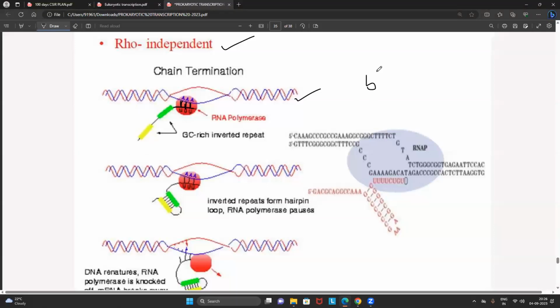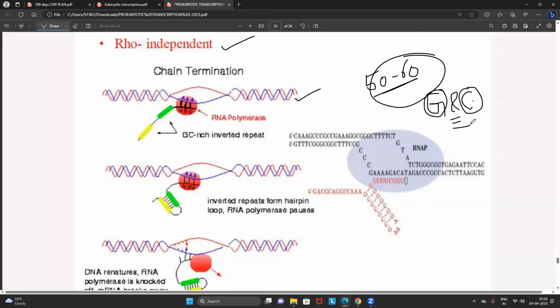All the students remember, the first 50 to 60 nucleotides of the mRNA, listen every one of you, contain more guanine and more cytosine. We all know very well, according to Watson and Crick, guanine always pairs with cytosine with 3 hydrogen bonds. Now all the students look into the picture here. Here there are more guanines, and here there are more cytosines also. Correct? There's no doubt about it.